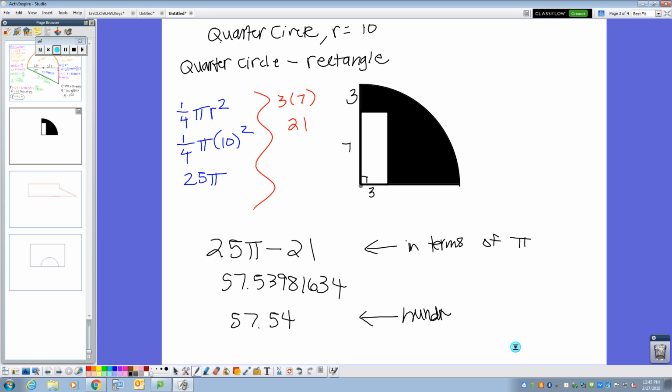We would have an answer that looks something like that. Things to be careful of, make sure that you don't forget to do the quarter or the quarter circle. That's a mistake that I could see happening.